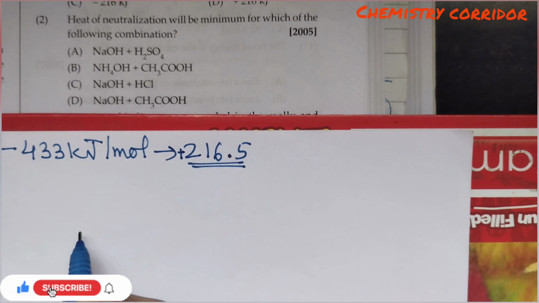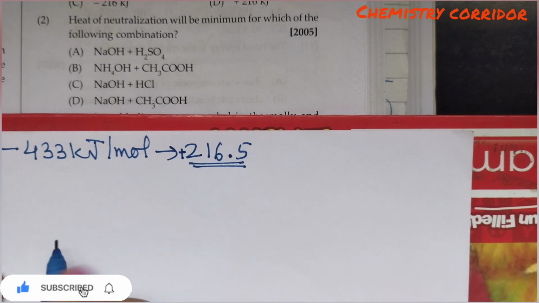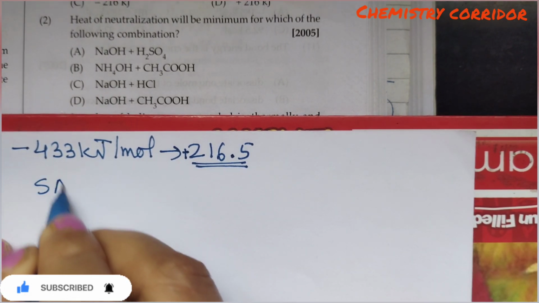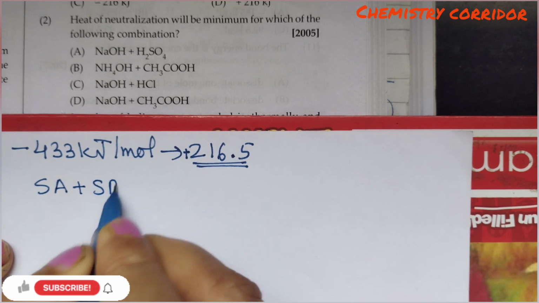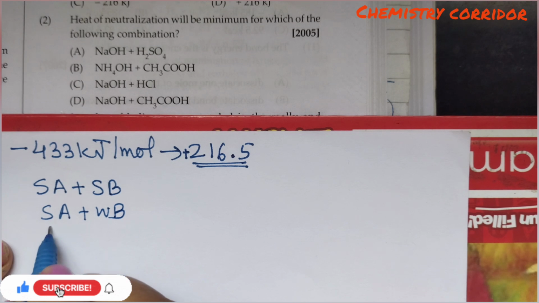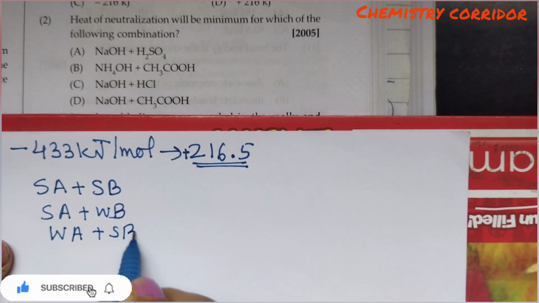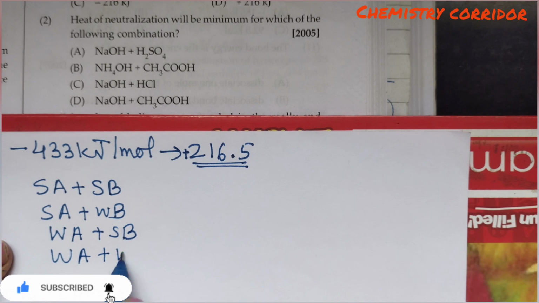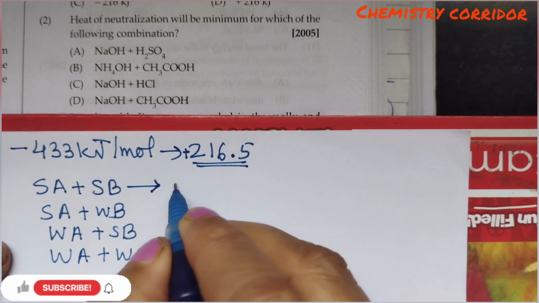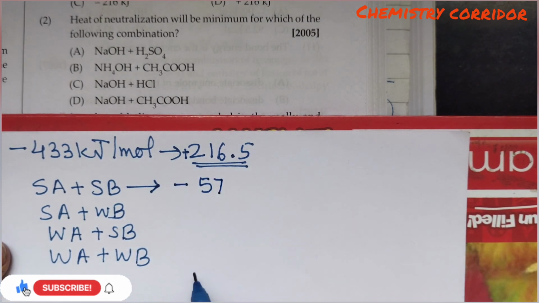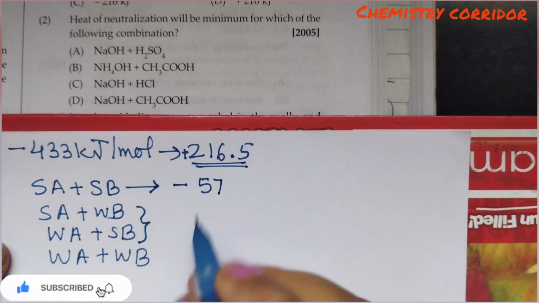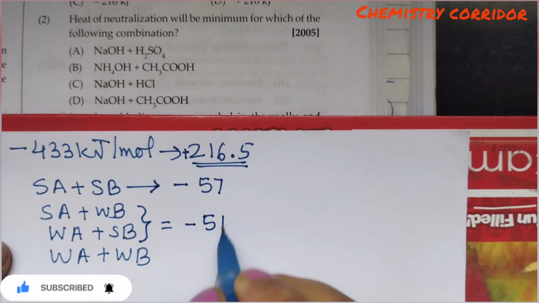Heat of neutralization will be minimum for which of the following combinations? Students, always remember we have four combinations here. The first is of strong acid and strong base. The second is strong acid, weak base; weak acid, strong base; and weak acid, weak base. For the first one, the energy of neutralization is maximum, that is -57 kJ per mole. For both the combinations where one of the components is weak, here the energy is -51.